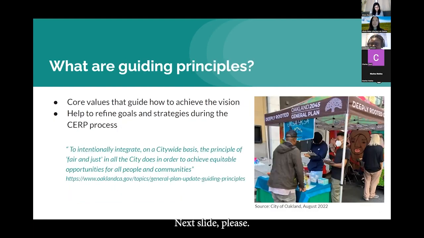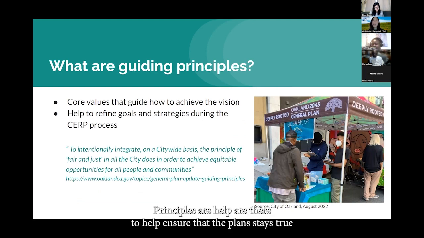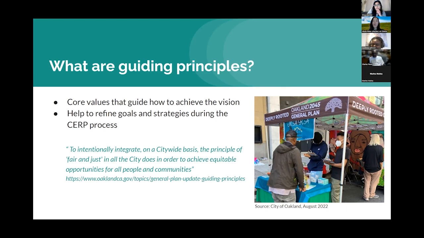Next slide, please. So if vision is the overall picture of the future we want to see, guiding principles are the core values that underpin and guide how to achieve that vision. Principles are there to help ensure that the plan stays true to its vision and the goals and strategies are aligned with its values. It helps the community and the Air District know if we are on the right track or the wrong track to get to that future.